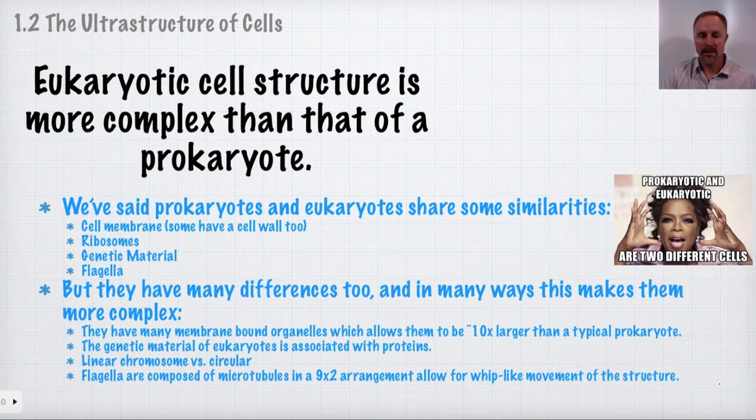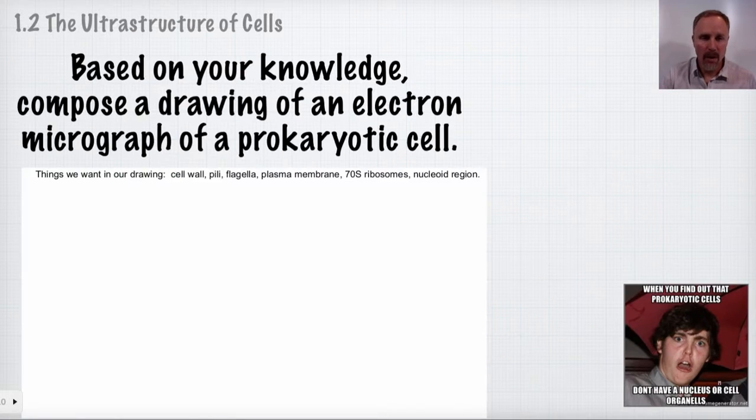The eukaryotic cells are about 10 times larger than that of a typical prokaryotic cell, and they have membrane-bound organelles, and this is what is allowing them to become larger than a typical prokaryote. The genetic material, we said, is associated with histone proteins in eukaryotic cells, whereas it's naked in the bacterial cells. It's not bound with any protein. The chromosomes, again, are linear versus circular, and the flagella are composed of microtubules that you'll see in a 9x2 arrangement, and this is what allows for that whip-like motion that propels these things through the medium versus the rotary type that you would see in a bacterial cell.